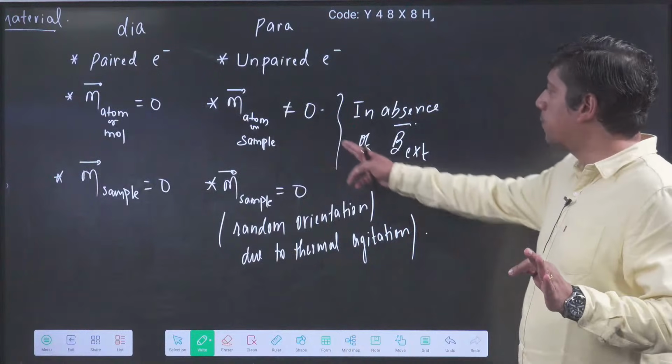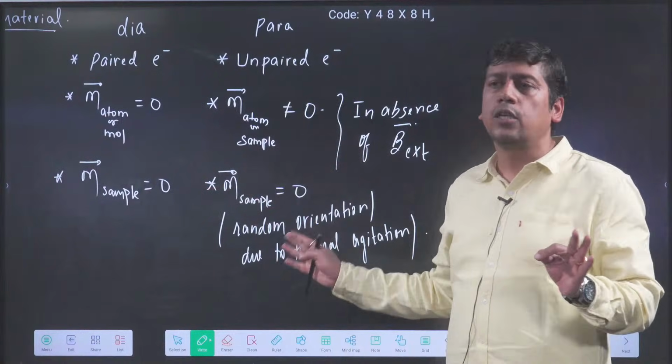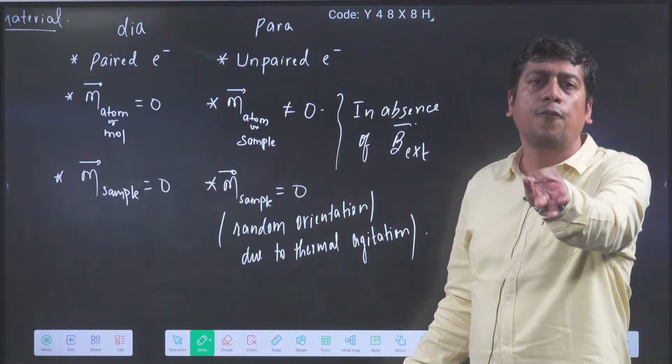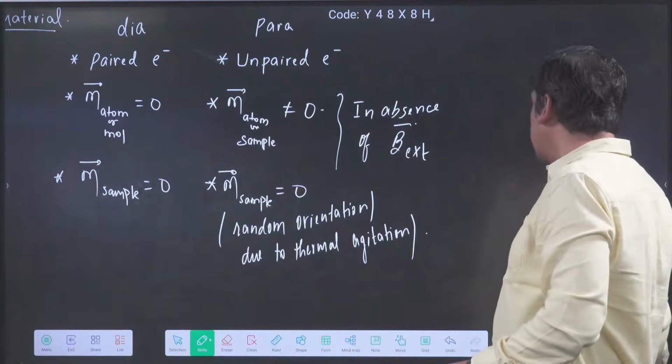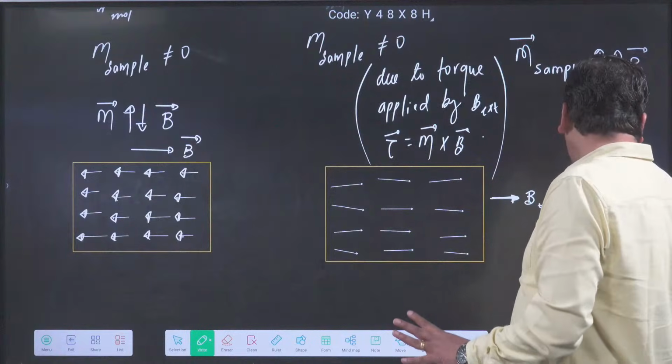In absence of an external magnetic field, M sample is always 0, whether it is dia, para or ferro. M sample will always be 0 in absence of external magnetic field. In presence, M sample will become non-zero.